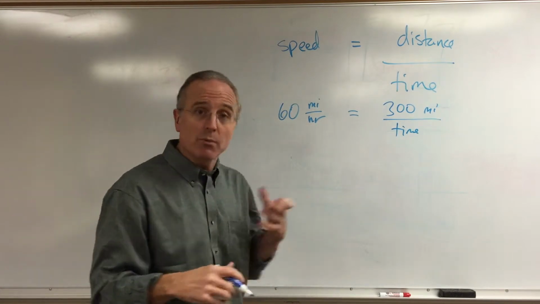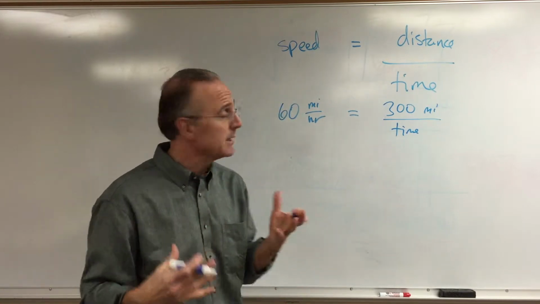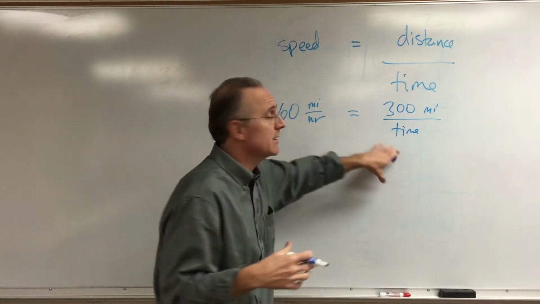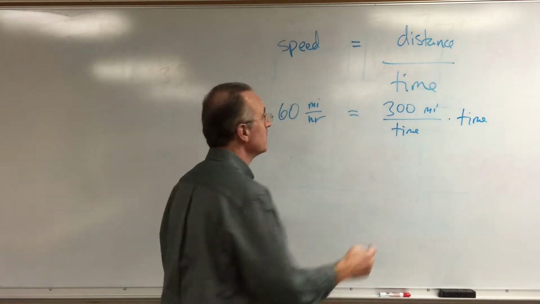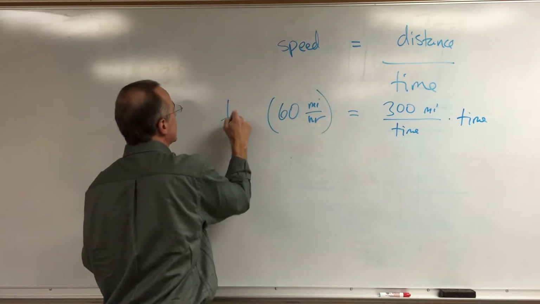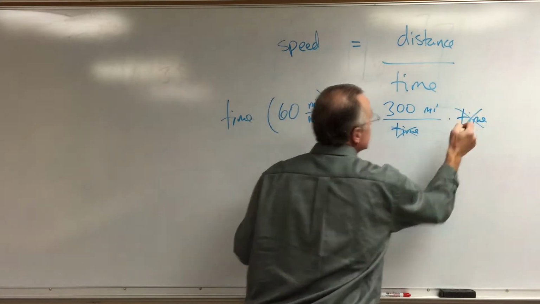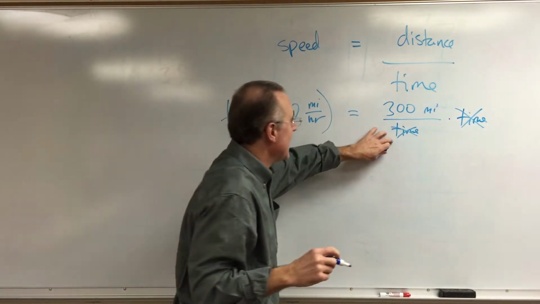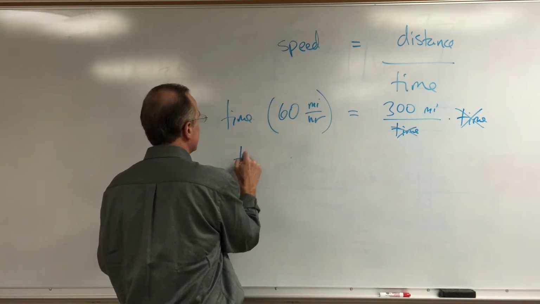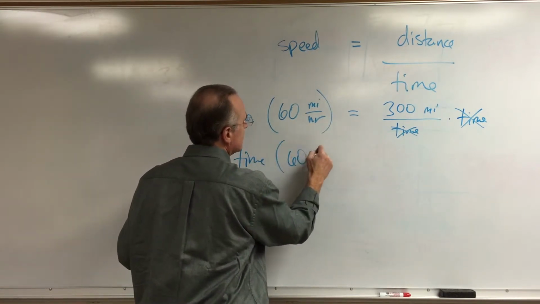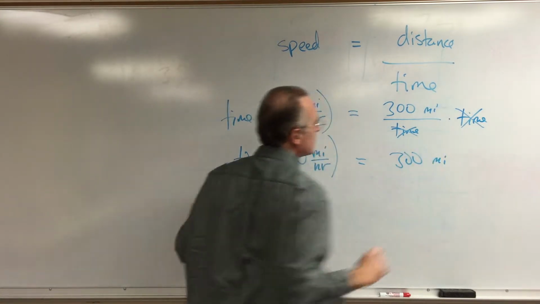A lot of ways to go here, but one way, I can multiply both sides of the equation by time. Remember, I've got to be completely fair and do exactly to one side what I do to the other. So if I multiply the right side of the equation by time, I also have to multiply the left side of the equation by time. That means time is going to cancel out on the right. I'm going to get it out of the downstairs. But I'm not done yet. I've got time multiplied by 60 miles per hour equals 300 miles.